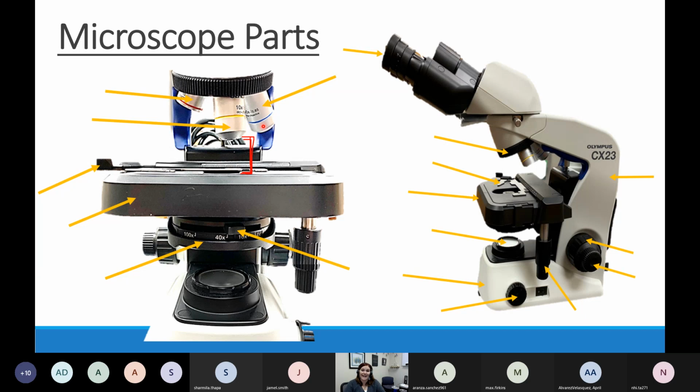Yeah, I can use that anytime. So I can use that starting with when the scanning objective is in place. I get it mostly focused with the coarse adjustment knob. And then I fine tune it, get it totally focused with that fine adjustment knob.